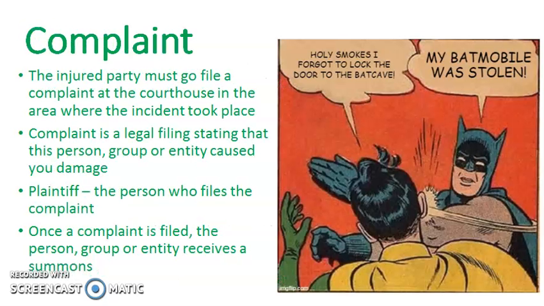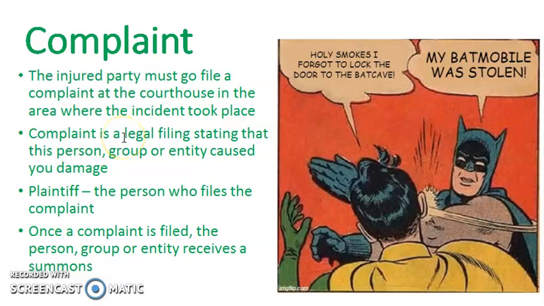What they're going to do is they're going to file an official complaint. And a complaint is when the injured party, the person who feels they were wronged, they got to go to the courthouse. So they're going to go down to the county courthouse or wherever it is that the incident took place, and they're going to file an official document, an official complaint stating that they are suing this other group.